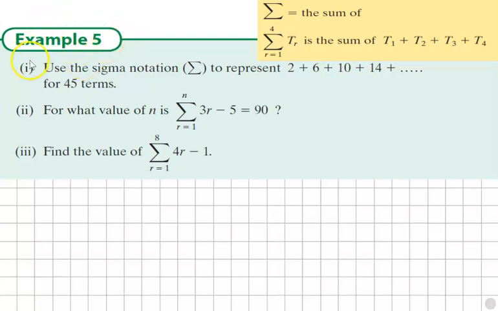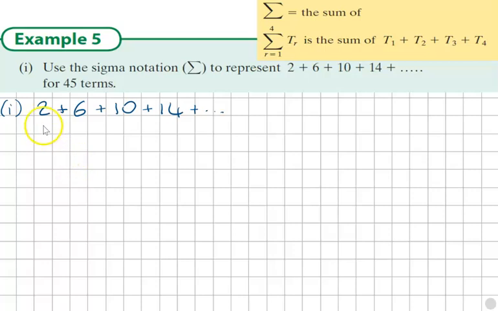Example 5. Part 1, use the sigma notation to represent 2 plus 6 plus 10 plus 14 plus ... for 45 terms. Part 2, for what value of n is sigma, so the sum of all values of Tr, which in this case is 3r minus 5, from 1 to n equal to 90. So n is the unknown value, that's what we're trying to find. And part 3, find the value of sigma, so the sum of all values of Tr, which is 4r minus 1, from 1 to 8.